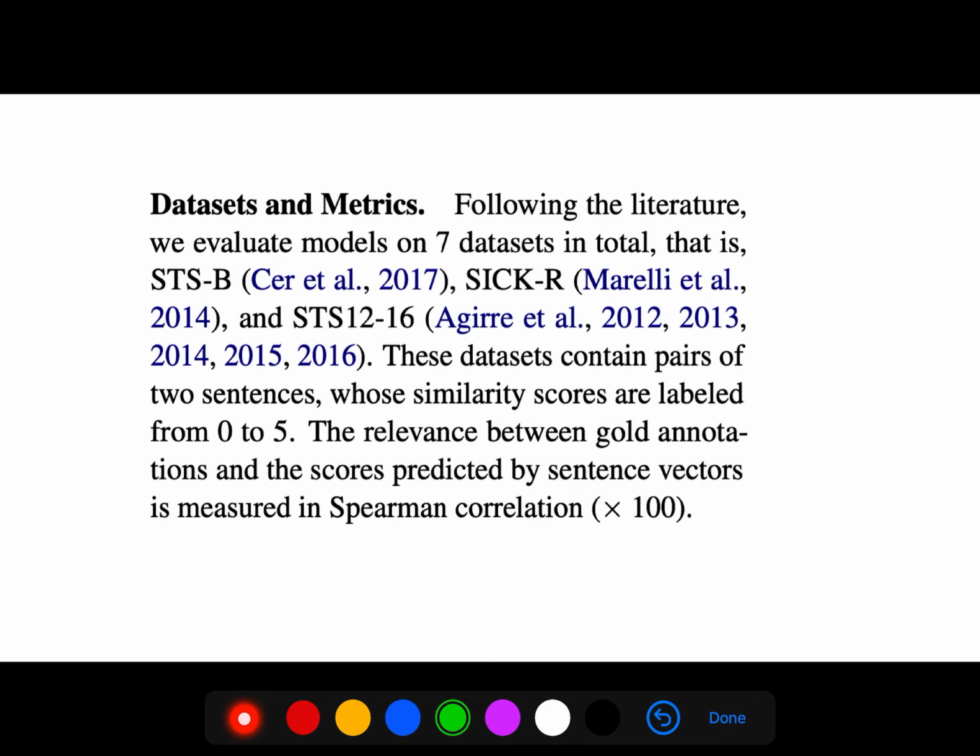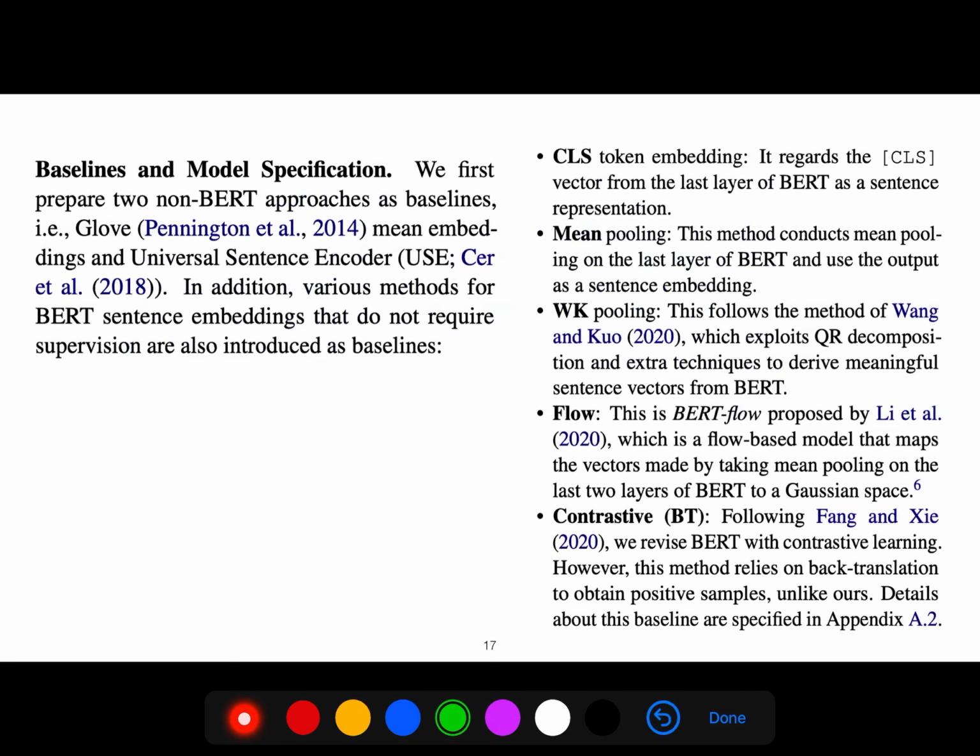They evaluate models on 7 datasets, which contain pairs of two sentences whose similarity scores are labeled from 0 to 5. The relevance between the gold annotations and the scores predicted by the sentence vectors is measured by this correlation. This CLS is just the CLS vector from the last layer of BERT, and this mean pooling conducts mean pooling on the last layer of BERT and uses the output as a sentence embedding.